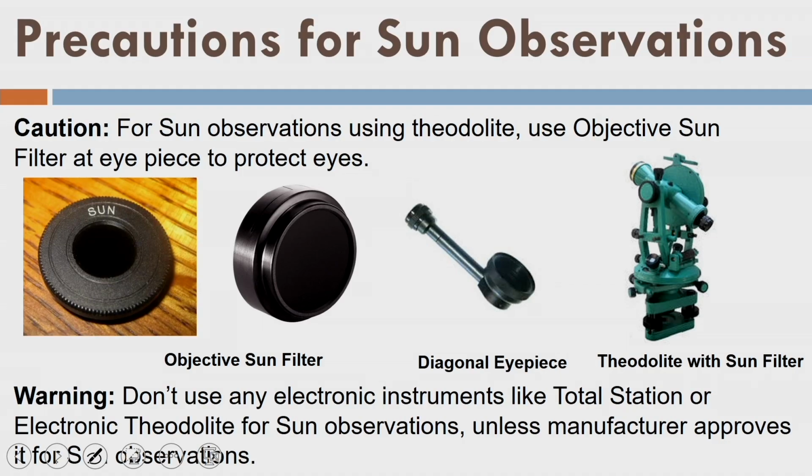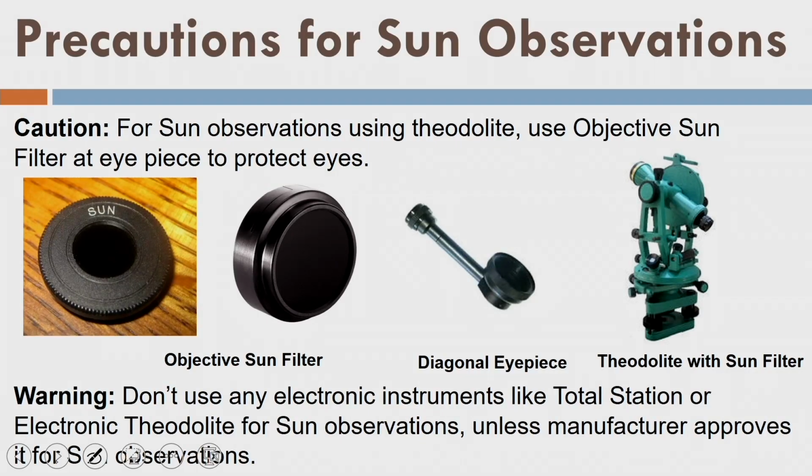The precautions one should take while making the sun observation. First of all, you should use the sun objective filter if you are using a theodolite, total station or electronic theodolite. On the eyesight, you should put the objective sun filter that will save your eyes from the intense light of the sun. Secondly, if the altitude of the sun is much higher, then you will need the diagonal eyepiece, because if the altitude is more than 20 degrees, it is very difficult to measure. So it is better to use a diagonal eyepiece or perform your experiment in the morning time, because in the morning the sun is at a lower altitude, below 20 degrees.